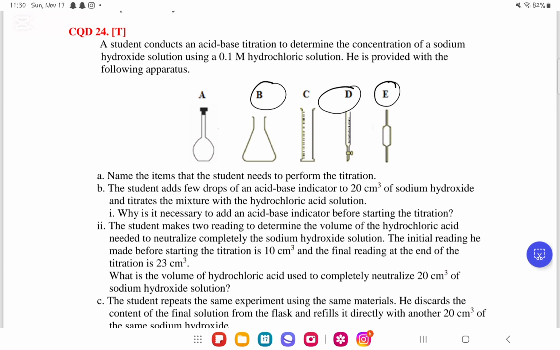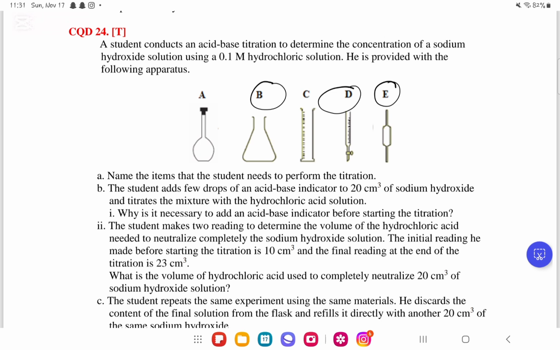B. The student adds a few drops of an acid-base indicator to 20 centimeter cubed of sodium hydroxide and titrates the mixture with the hydrochloric acid solution. Why is it necessary to add an acid-base indicator before starting the titration? This is for when we need to neutralize it. We put the acid-base indicator so that it can indicate when it is neutralized. When it's neutralized, it will turn green. So you can write it indicates the end point of neutralization, or it indicates when it reaches neutralization by changing the color of the solution.